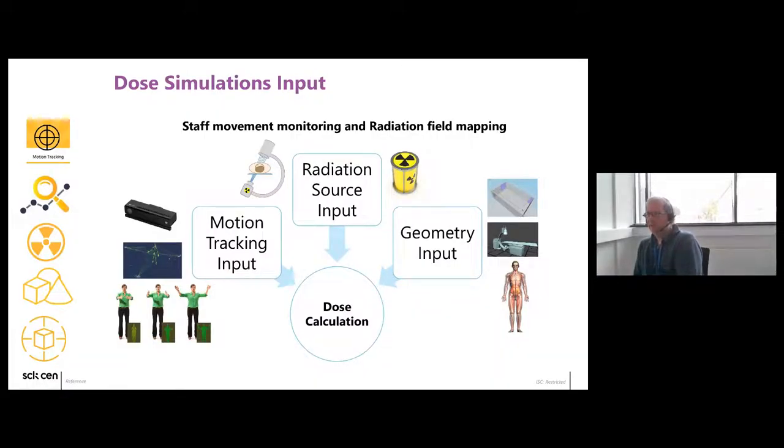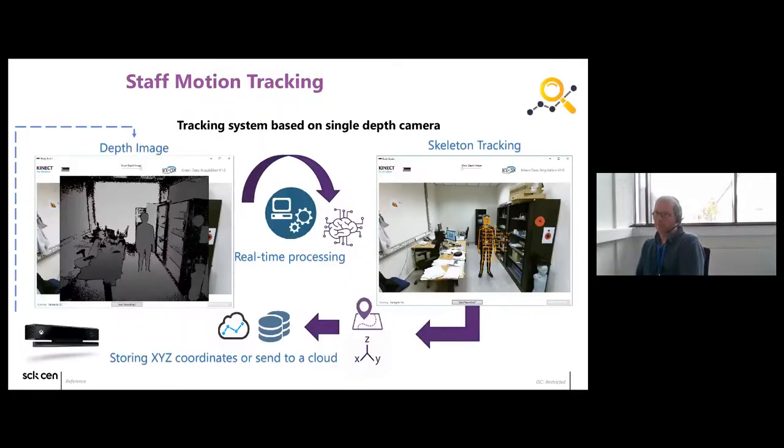So this was a bit the setup that we made, that we wanted to test in PODIUM. So we had motion tracking input. So we tried to track the movement and the position of the staff. We had the radiation source input, which was not new, and the geometry input. And all this should go together in dose calculation and give the dose. And preferably, we would try to do this online.